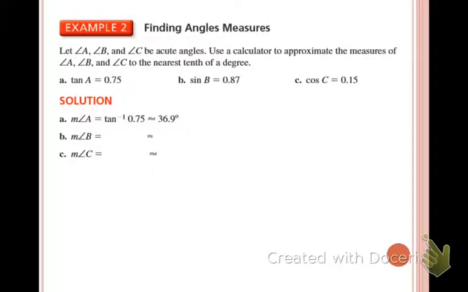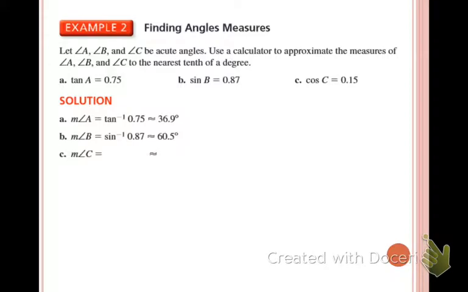For this question, sine of angle B equals 0.87. So I want to get angle B by itself. I want to get rid of sine. So the inverse of sine is sine to the negative 1. So shift sine of 0.87. We get 60.5, cool.